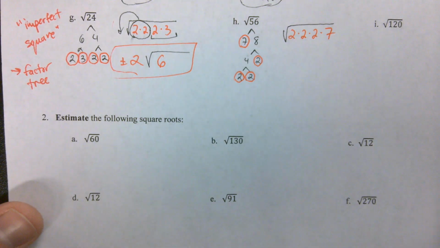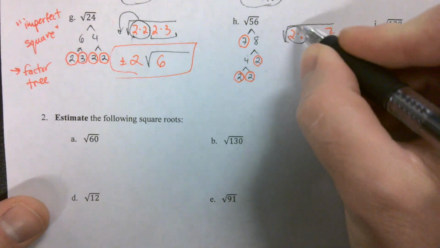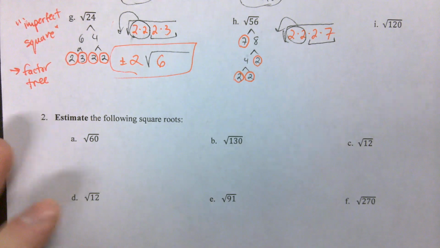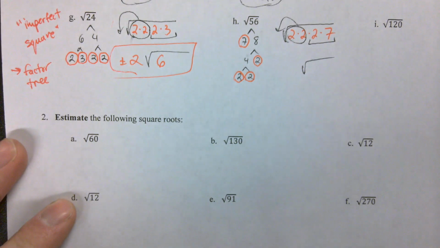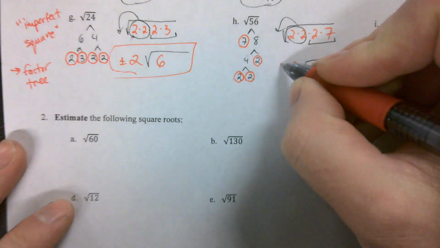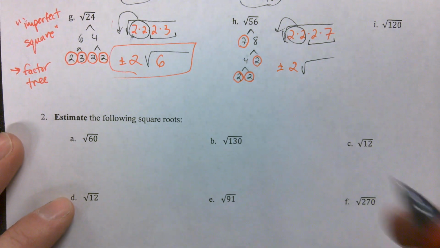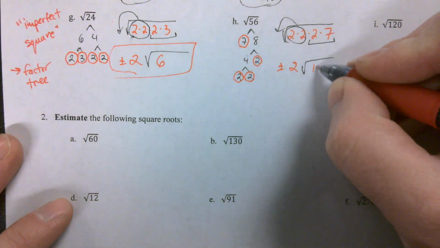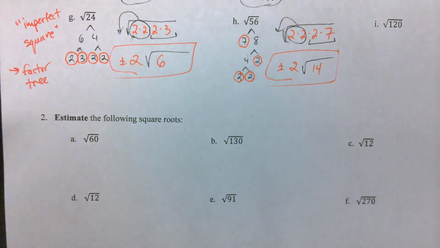What's my pair I can circle up? Pair of 2's. What gets left behind? 2 times 7. So my 2's came out in front. Slap a plus or minus with it. What's left in my square root? 14. Plus or minus 2 root 14.